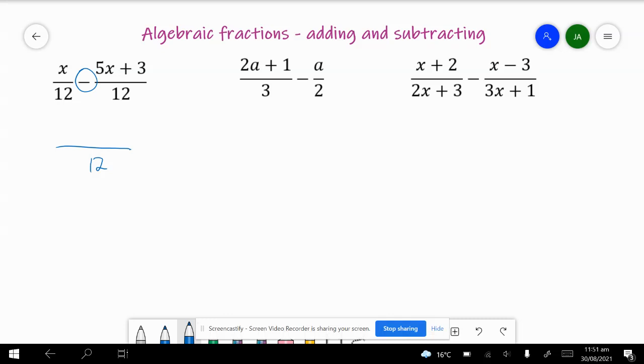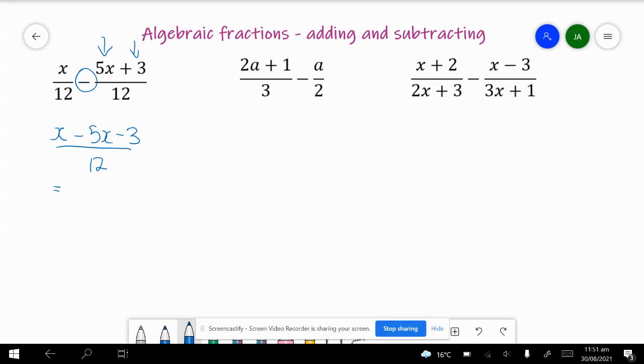Because this is a minus in here, we have to minus the 5x and minus the 3. Both of those are being minus. So let's write this out. So we've got x, we're going to subtract 5x, we're also going to subtract 3.